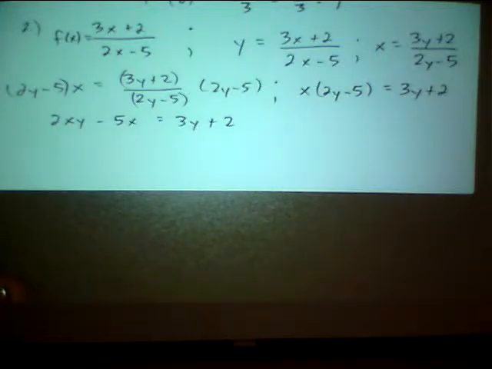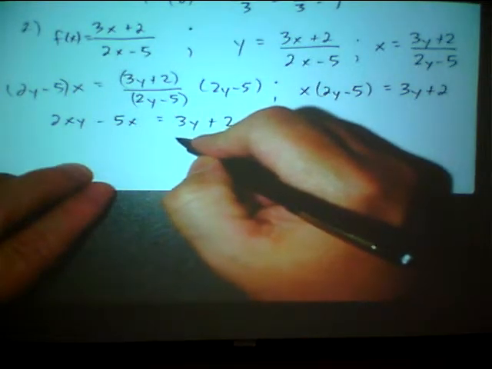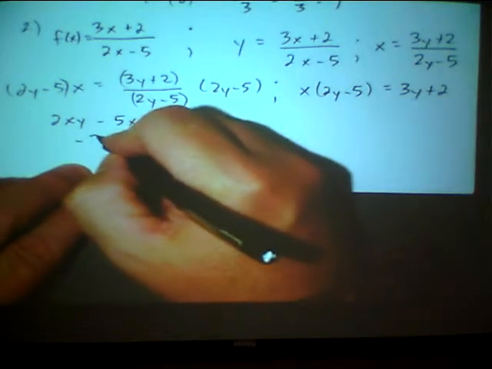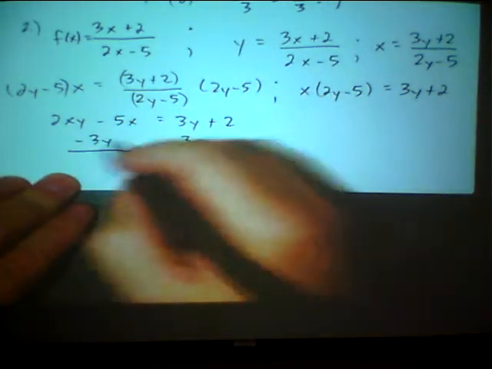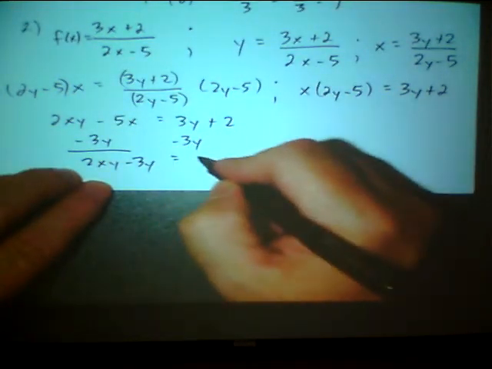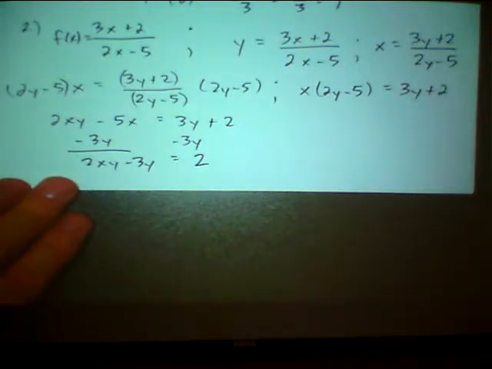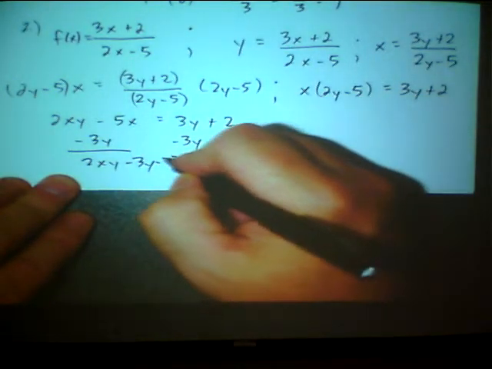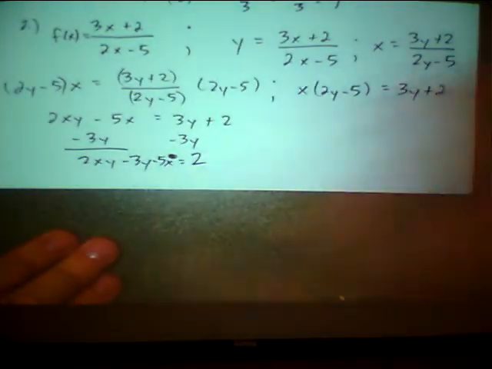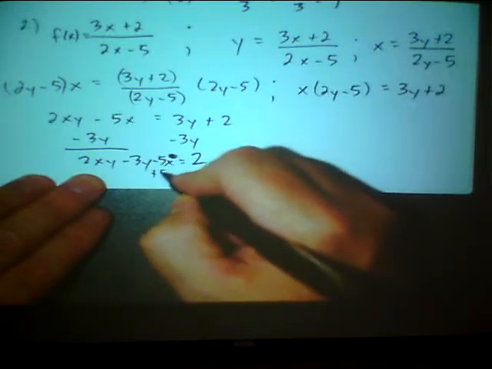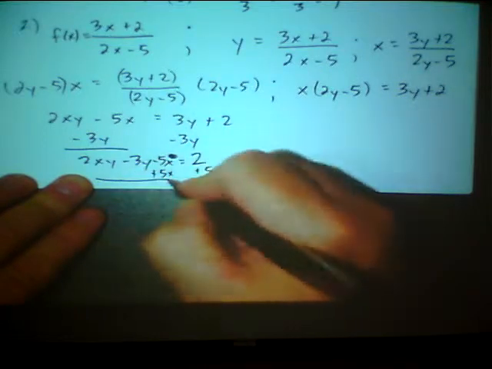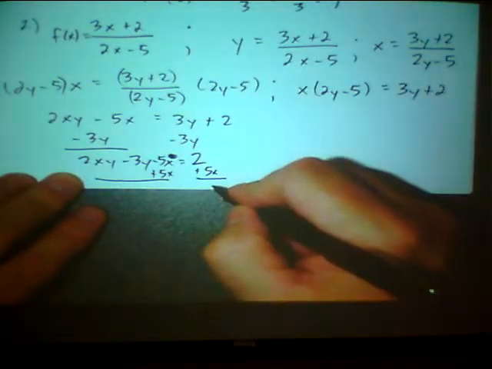Since I'm solving for y, let's get everything with the y on one side. How about I'll subtract 3y from both sides. And I get 2xy minus 3y equals 2. Oh, I forgot the minus 5x. Sorry about that. And now I want to add 5x to both sides, because I only want my y's on the left-hand side.